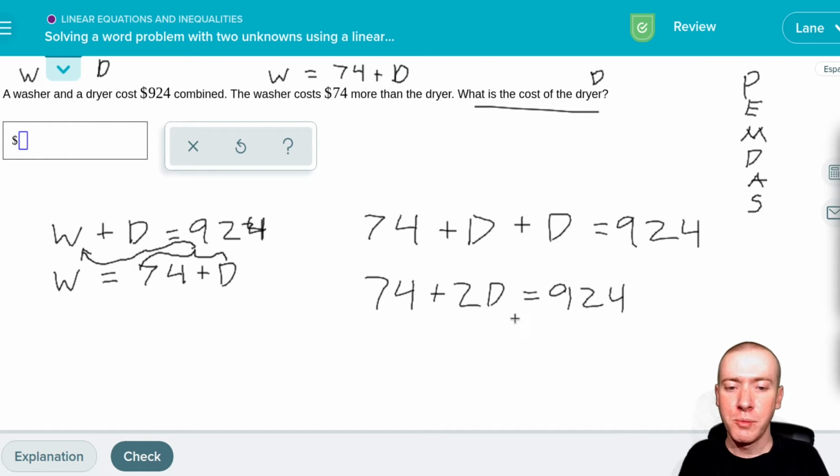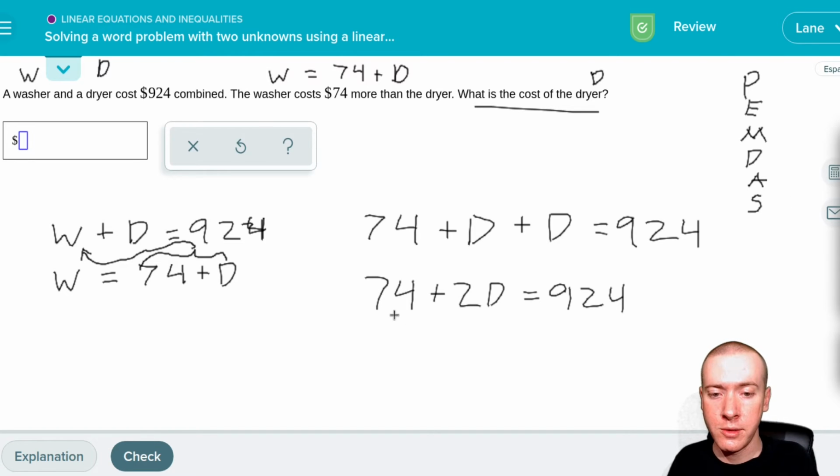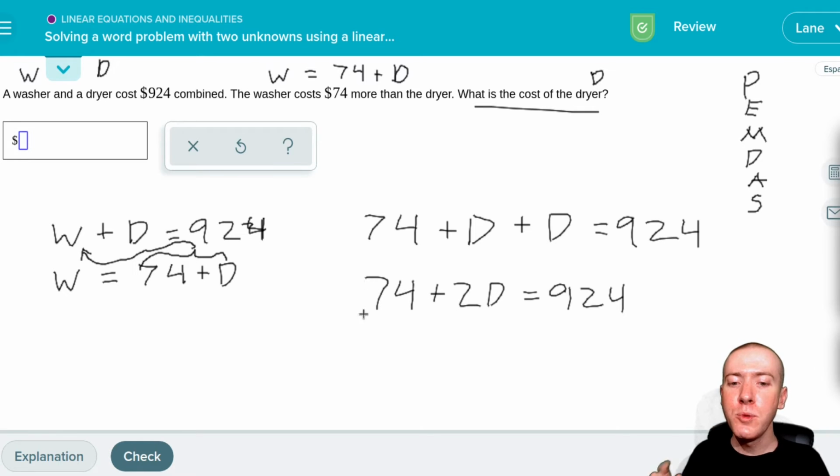So our question here is, what do we need to do to both sides in order to solve this equation for D? We start at the bottom of PEMDAS. Is there subtraction? No. Is there addition? Yes. So we're going to do something with that addition. We're going to leave the D on the left-hand side. We're going to move that 74, right?